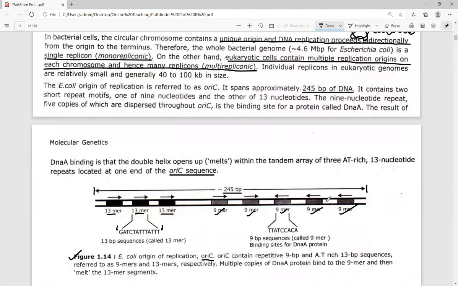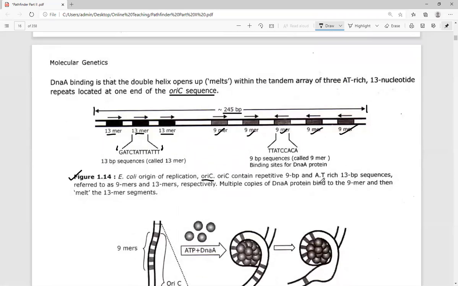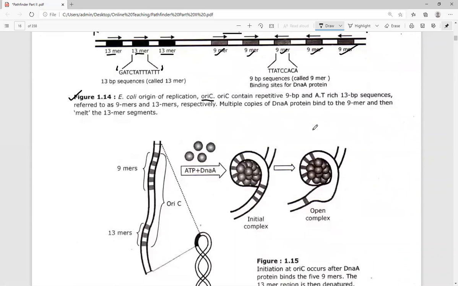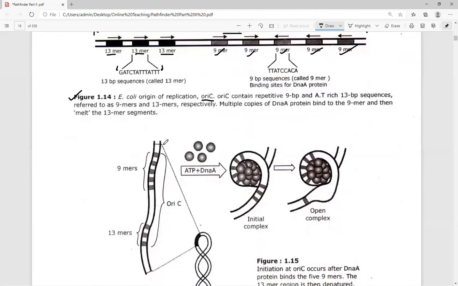Now, why are these 9-mer and 13-mer regions present, and what is their significance? The 9-mer regions are going to be the site for the binding of the DnaA protein. After the proteins bind at the 9-mer region, the 13-mer region is going to be melted. This is what is going to happen.